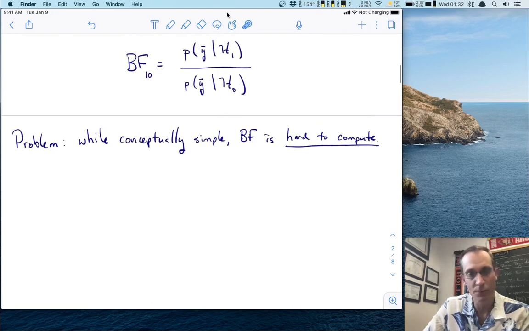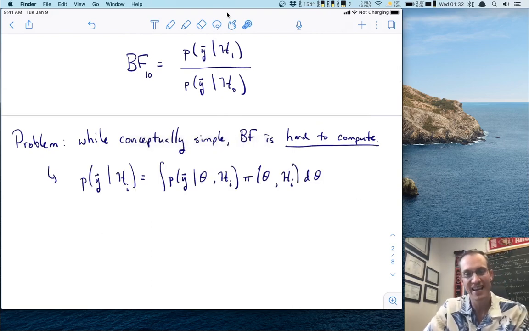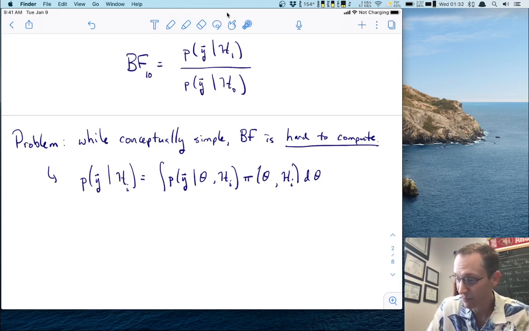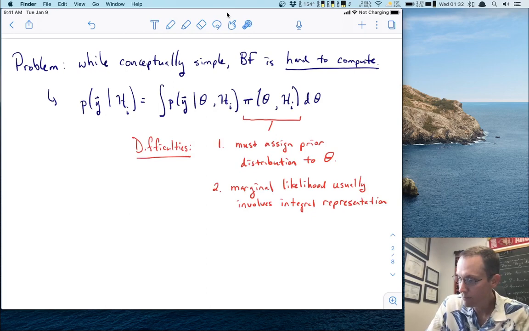While it looks like a simple probability statement, that is what's called a marginal likelihood. So really what you have to do is integrate the likelihood function over the entire range of possible parameters under the specific hypothesis. And so what that immediately introduces is a couple of technical difficulties that we have to account for. Those difficulties are, one, that we must assign a prior distribution to our model parameter theta. And because of this, the marginal likelihood expression usually involves some integral representation.